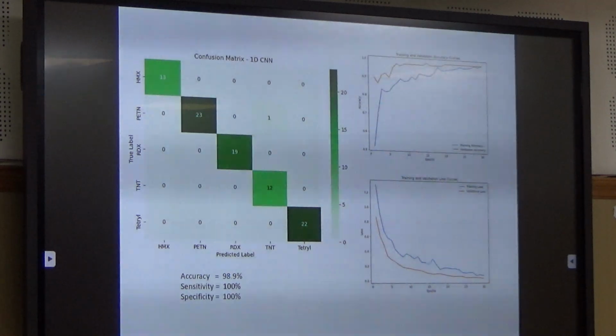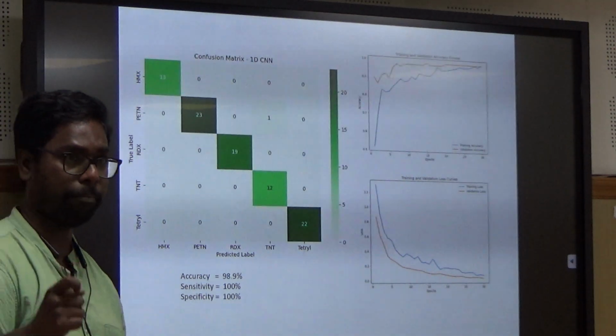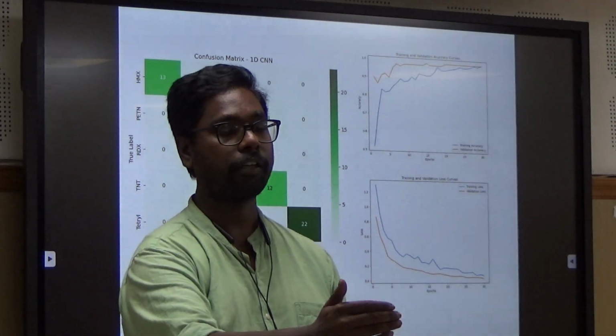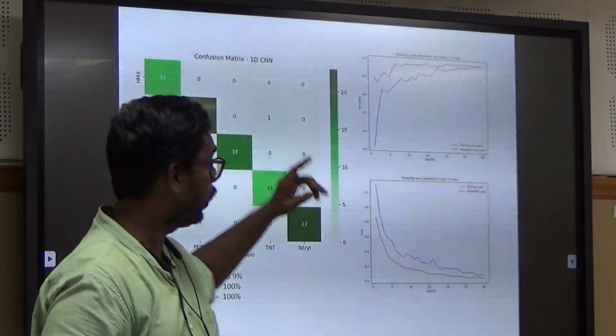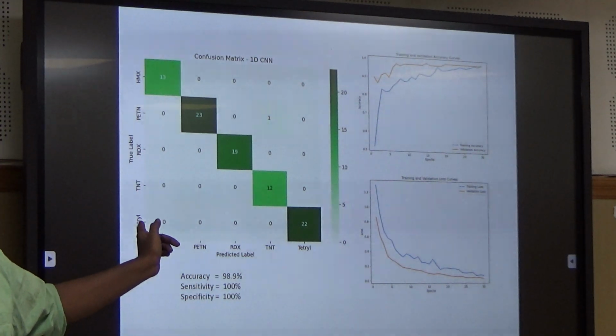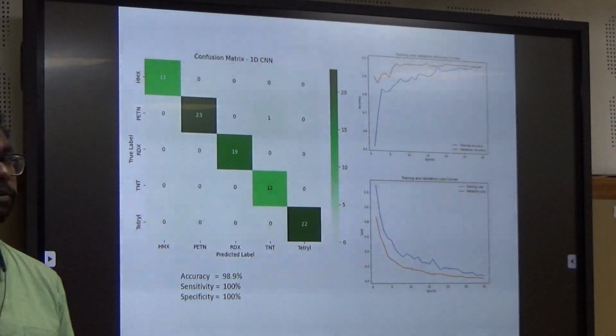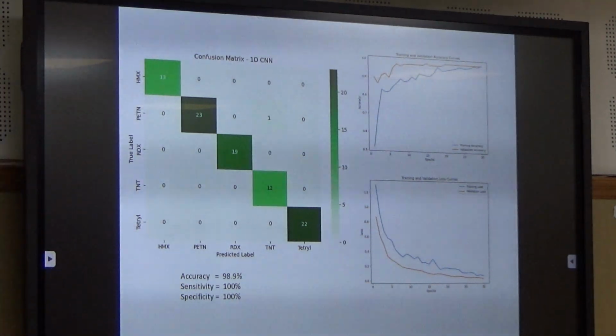Now if you have more data, let us assume you take 100 readings for a particular sample, then your accuracy may increase in the classical machine learning algorithm. So you need not jump to neural networks. So this is one of the observations we have found.